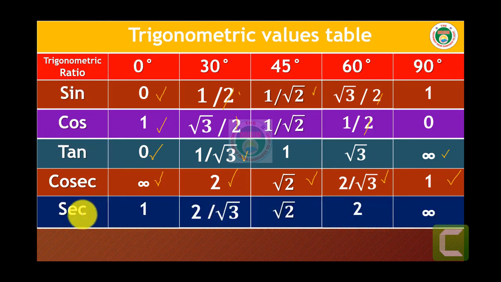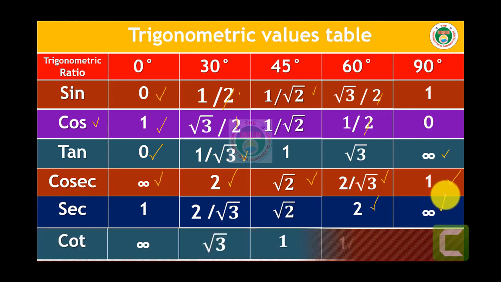Next, secant values, the reciprocal of cos. Cos 0 is 1, so secant 0 is 1 by 1, that is 1. Root 3 by 2 reciprocal is 2 by root 3. 1 by root 2 reciprocal is root 2. 1 by 2 reciprocal is 2. And the reciprocal of 0 is infinity, that is not defined. These are the secant values.